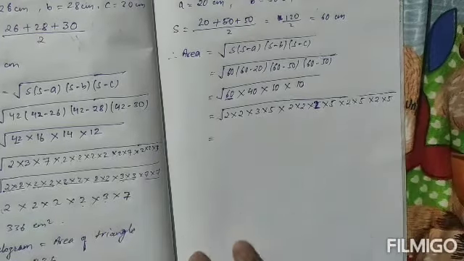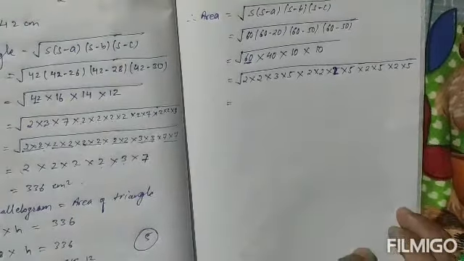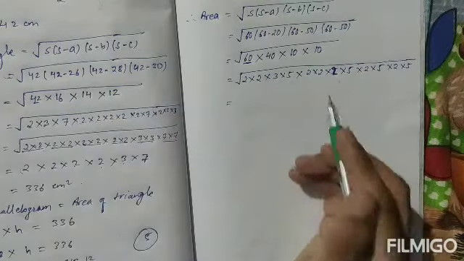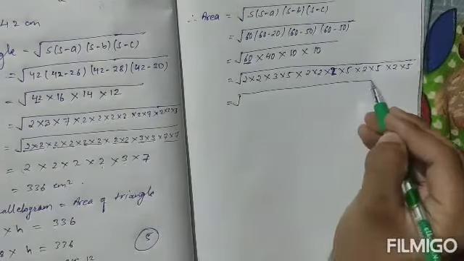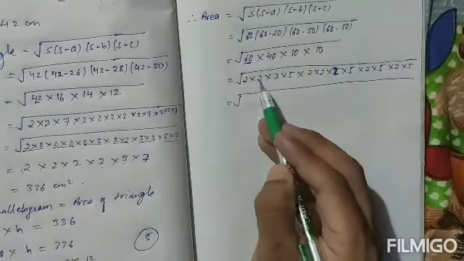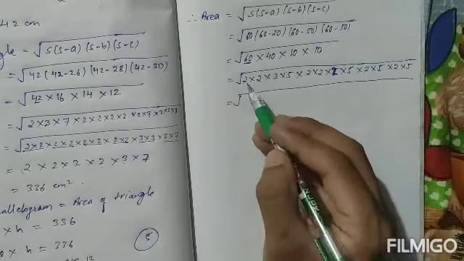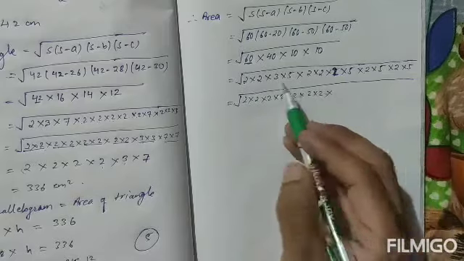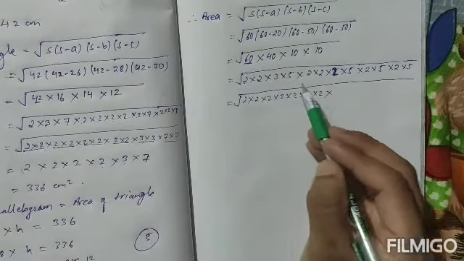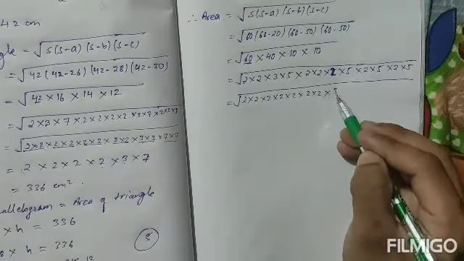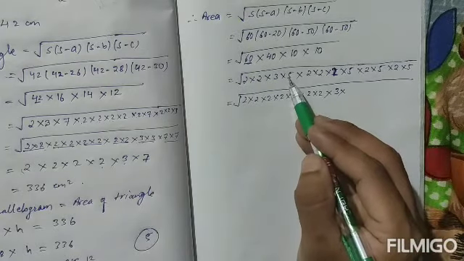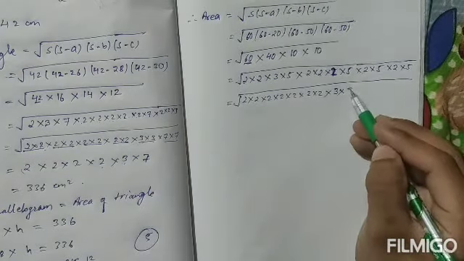Next, our task is to start pairing, but for our convenience we'll first write all the 2s together. So 7 2s together. Then 3s together. How many 3s? Only 1 3. And then we'll write all 5s together. So 4 5s, isn't it?